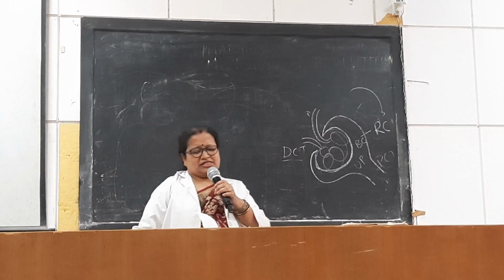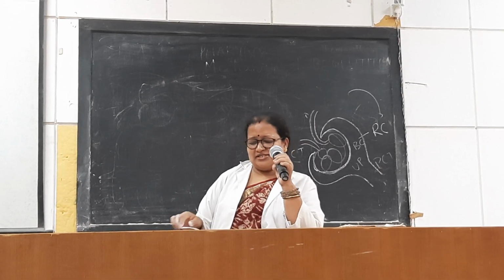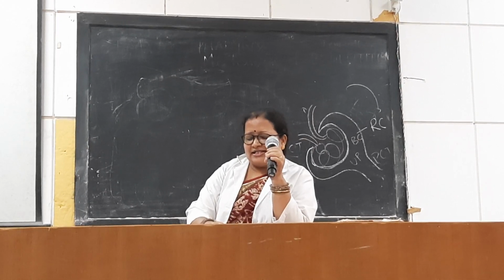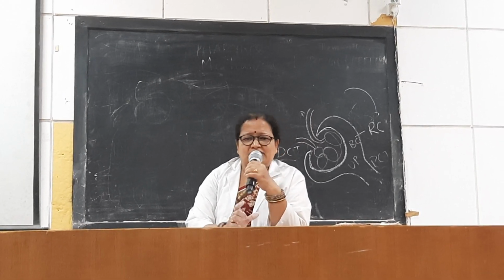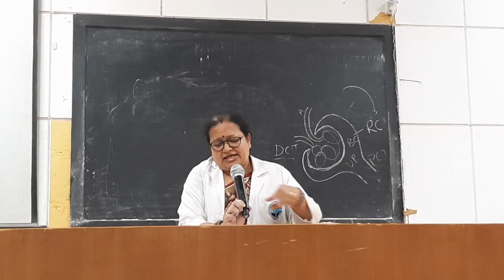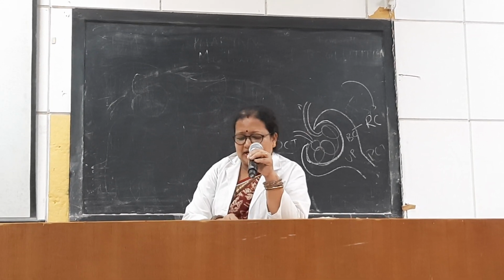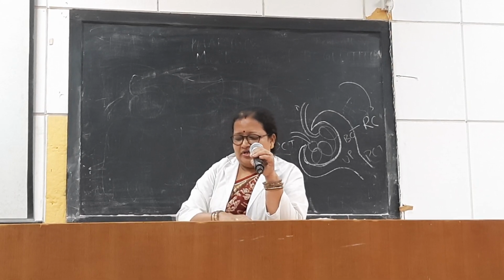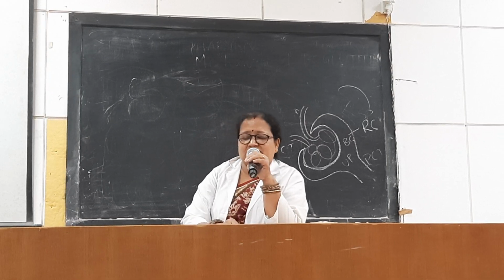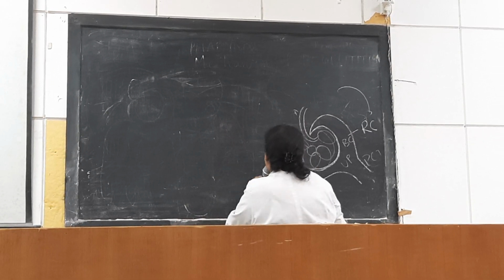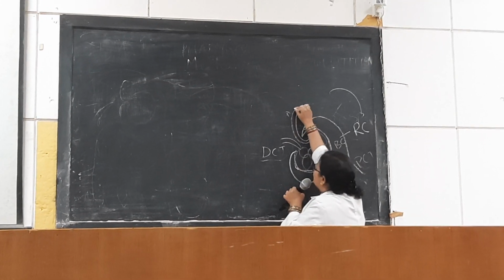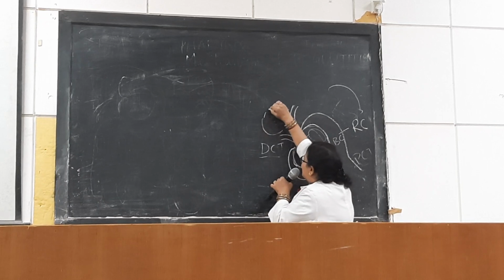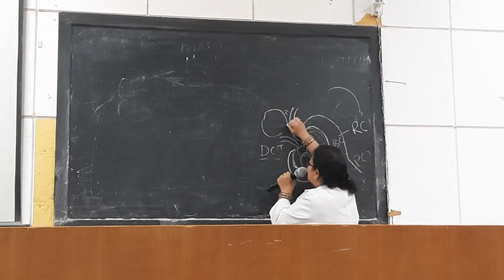So the juxtaglomerular apparatus helps in the maintenance of the blood pressure. It senses the low sodium in the plasma and it helps in the proper maintenance of the glomerular filtrate. So what are the constituents of the juxtaglomerular apparatus? It is mainly formed by the afferent arteriole and the distal convoluted tubule.